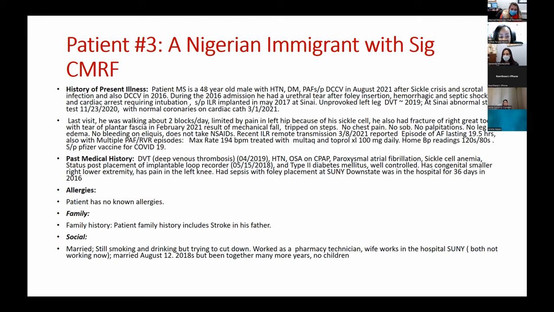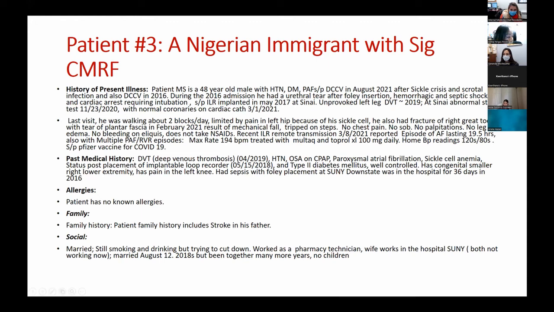At the last visit when I saw him, he was walking about 2 blocks, limited by pain in the left hip because of his sickle cell crisis, but also because he had a fracture of his great right toe and a tear of the plantar fascia, which occurred in February 2021 after a fall. Also, I should mention that he had a congenital smaller right lower extremity, which also contributed to his mobility. So he was doing well. He and his wife actually worked at this particular hospital where all of those things happened to him. But the one thing besides the hypertension, diabetes, AFib, he continued to smoke and drink, okay?